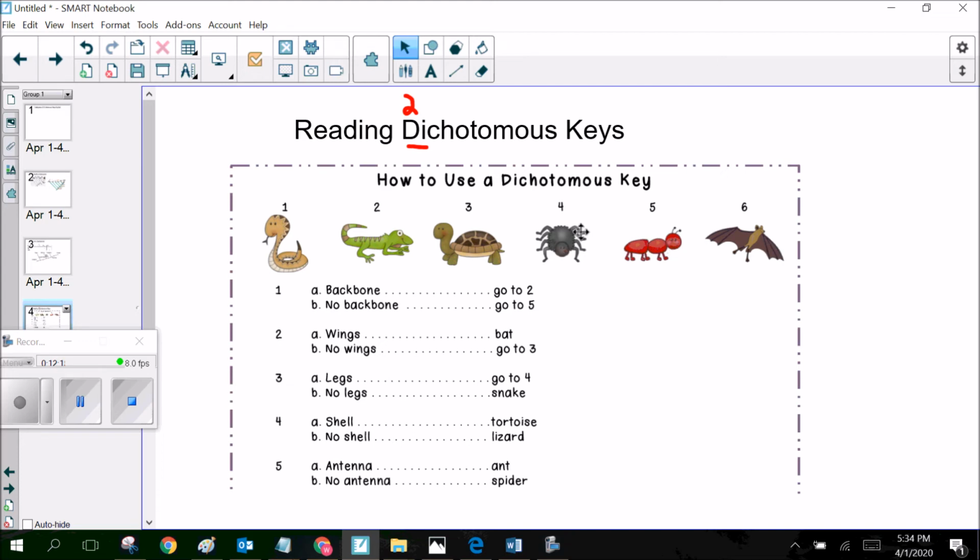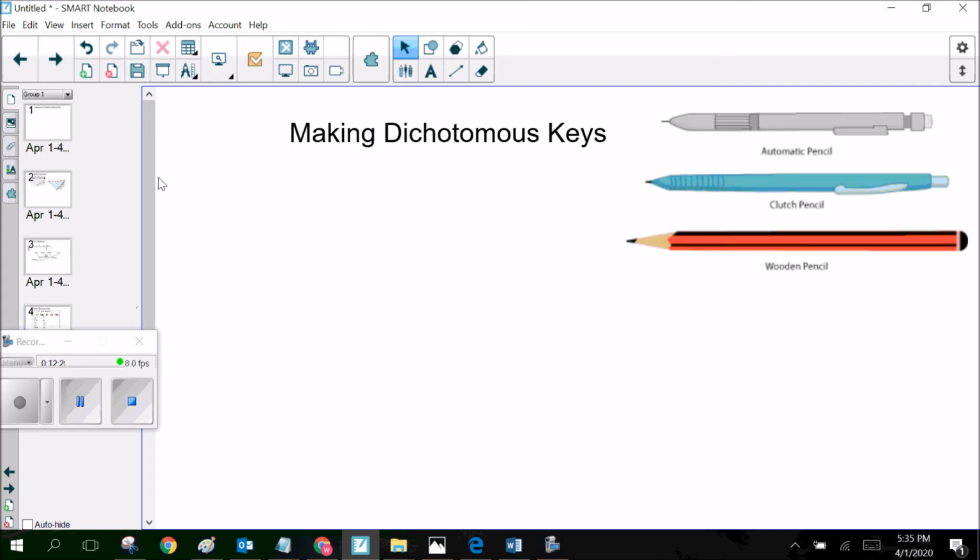So let's try the spider. Spider, does it have a backbone? Nope, it doesn't have a backbone. Go to 5. Does it have an antenna? Nope, I don't see anything sticking off its head, so no antenna, it's a spider. Right, so this is how you use a dichotomous key. This is how you read one. Yeah, how do you make one?